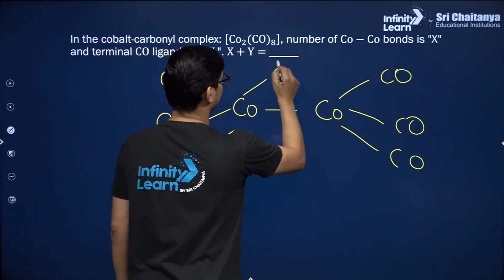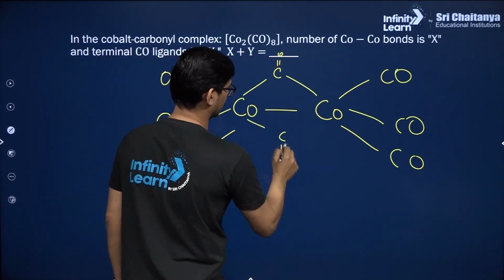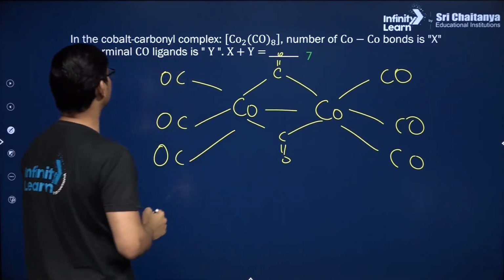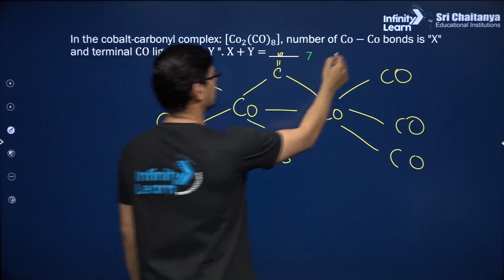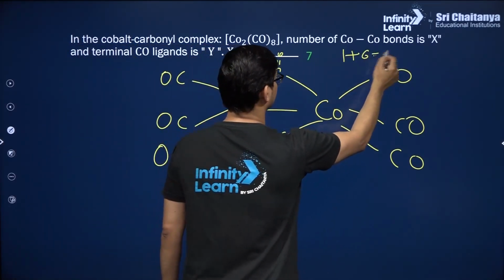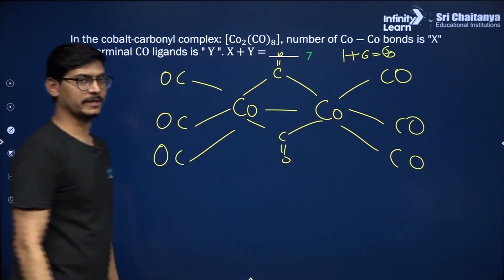Right? And there are... so the number of cobalt bonds is 1 and terminal carbonyl is 6, so the total is 7, alright.